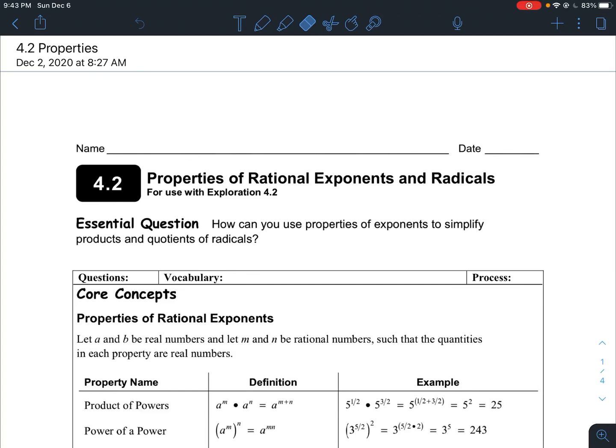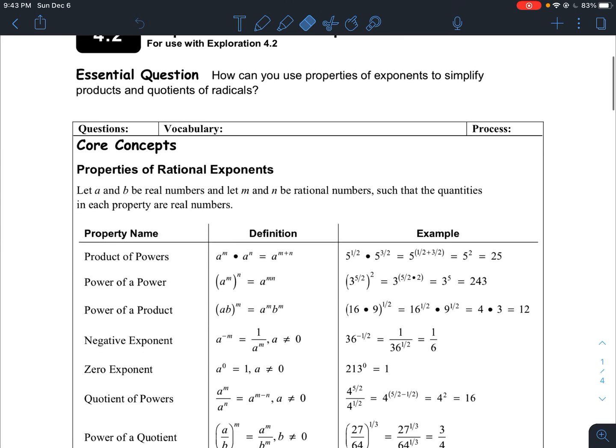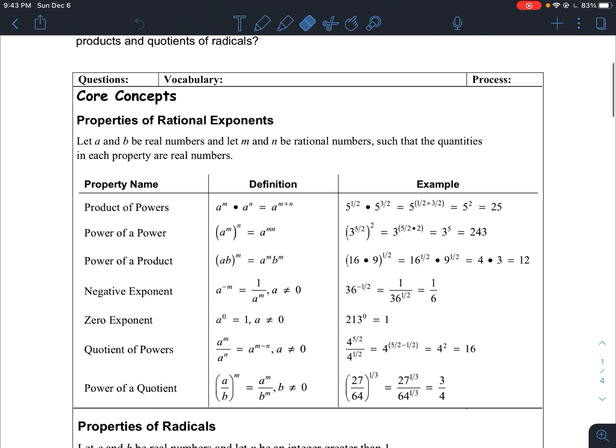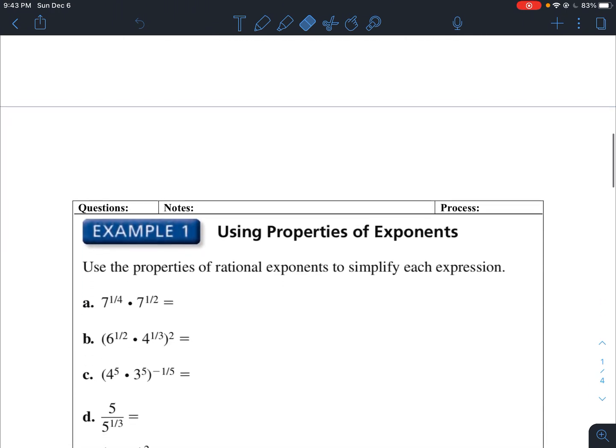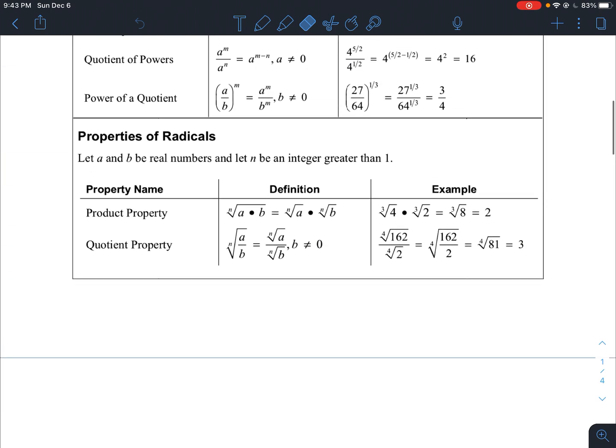Hey SM3, so this is 4.2, and we're learning a little bit more about rational exponents and radicals. We learned a little bit about it last time, so we're just continuing on with that theme. We're going to be using properties of exponents here.